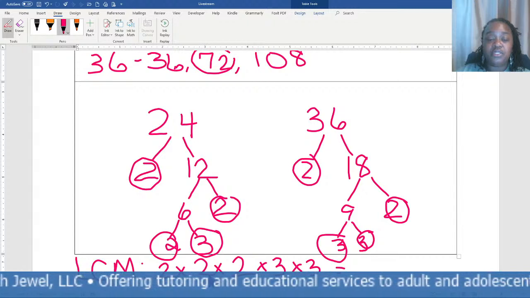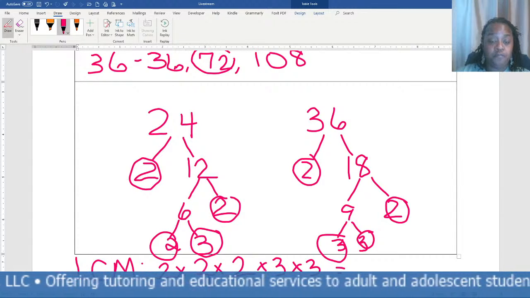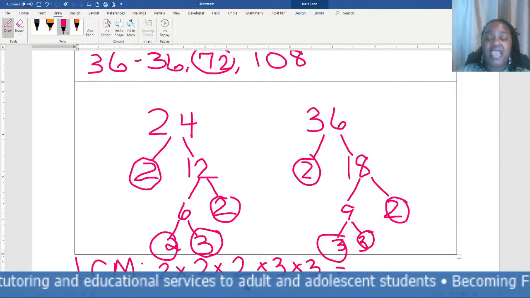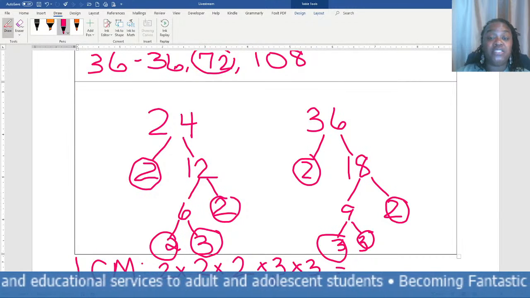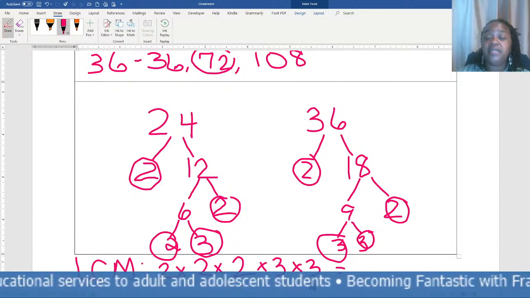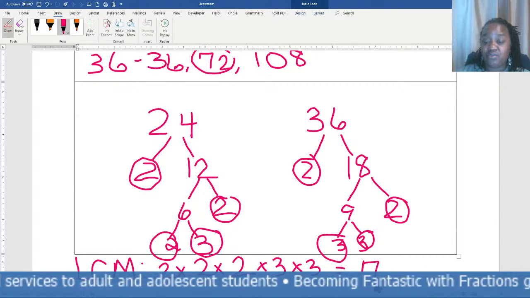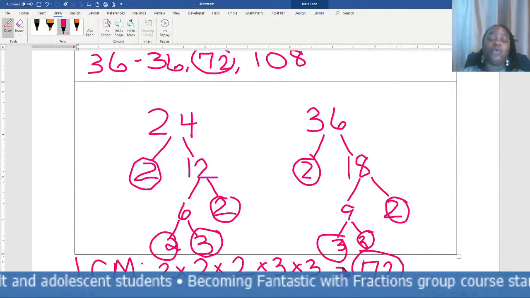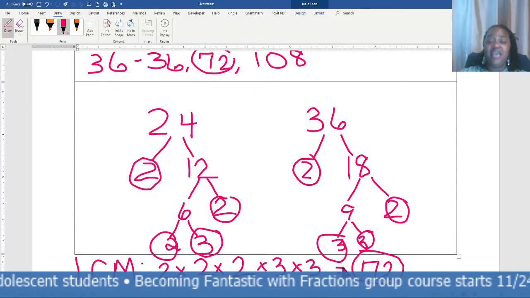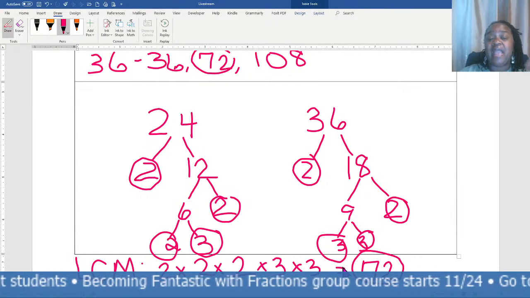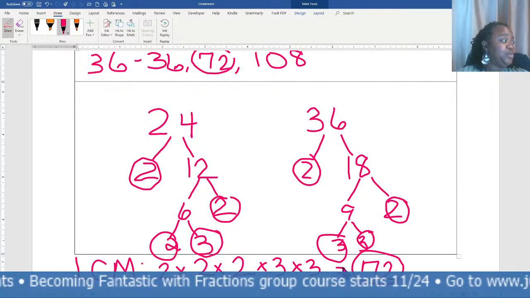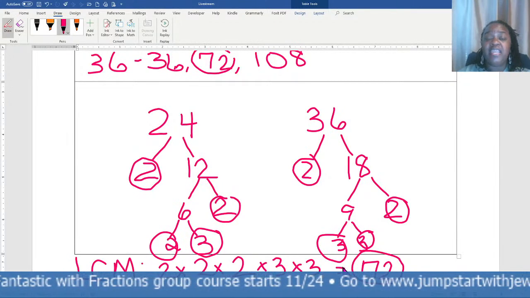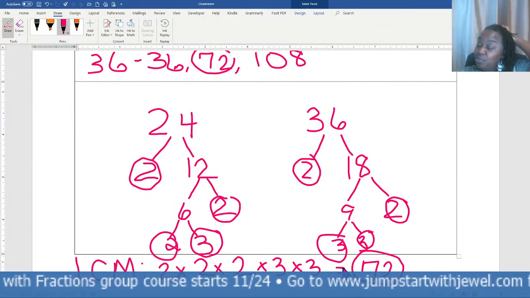So 2 times 2 is 4. 4 times 2 is 8. 8 times 3 is 24. And 24 times 3 is 72. And that is how you determine the LCM 2 different ways, either by listing it or by doing a prime factorization, doing the factor tree. And even if you had 3 numbers, you would do the same thing.